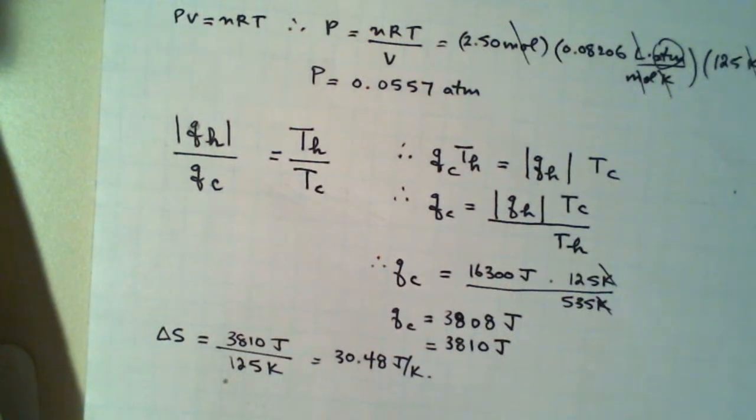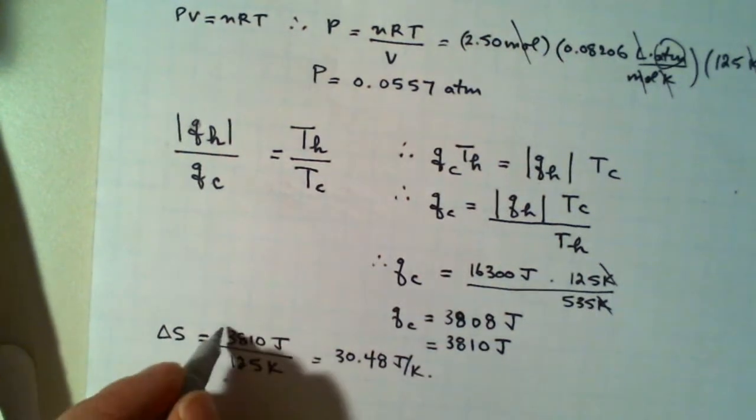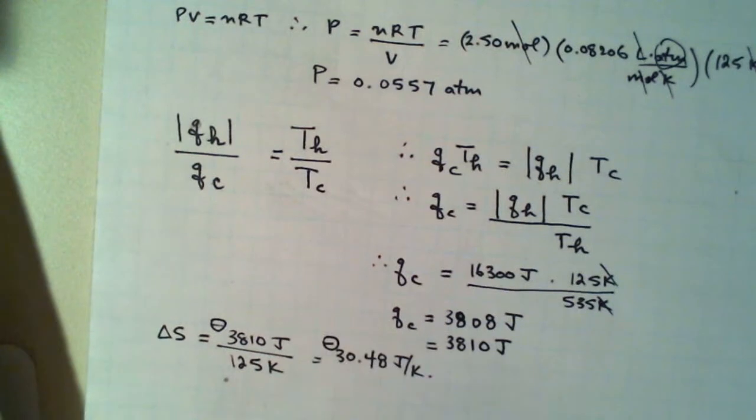And the work was positive, because it's an isothermal compression. The work is positive, but I want the negative value of the work because I'm looking for the Q. You see that? 3810 joules was the work, but we wanted the Q reversible. The Q reversible is the negative work, so that took a negative sign.